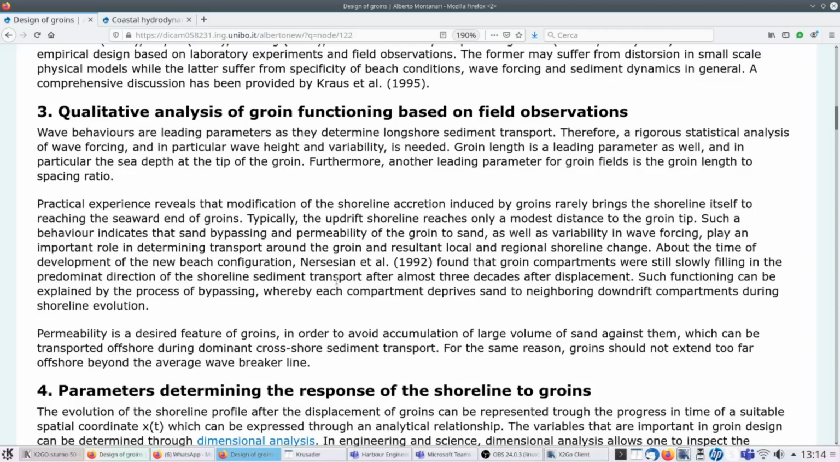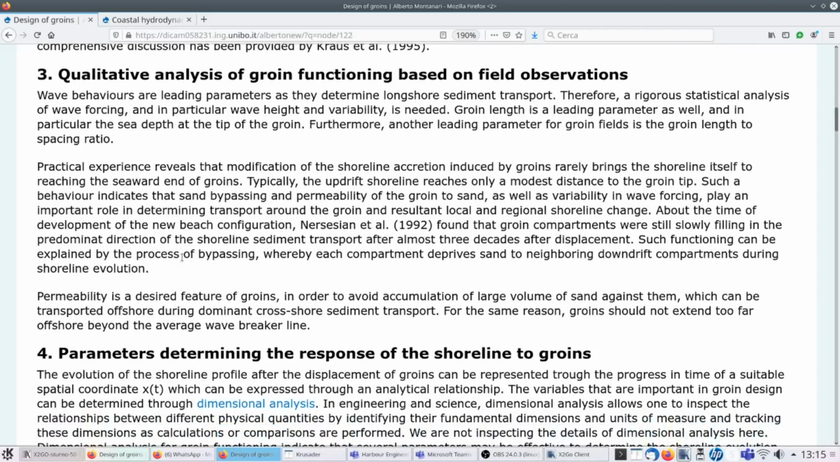These empirical formulas, as usual, can be used for the preliminary design. And then for the final design, we need either to make lab experiments or to make a more refined assessment by considering several different potential solutions and carefully analyzing what are the pros and cons of each of them. So what are the parameters? What are the parameters determining the response of the shoreline to groins?